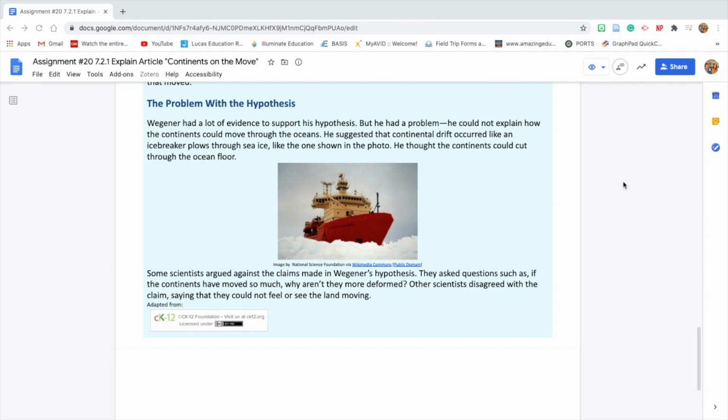Some scientists argued against the claims made in Wegener's hypothesis. They asked questions such as, if the continents have moved so much, why aren't they more deformed? Other scientists disagreed with the claim, saying that they could not feel or see the land moving.